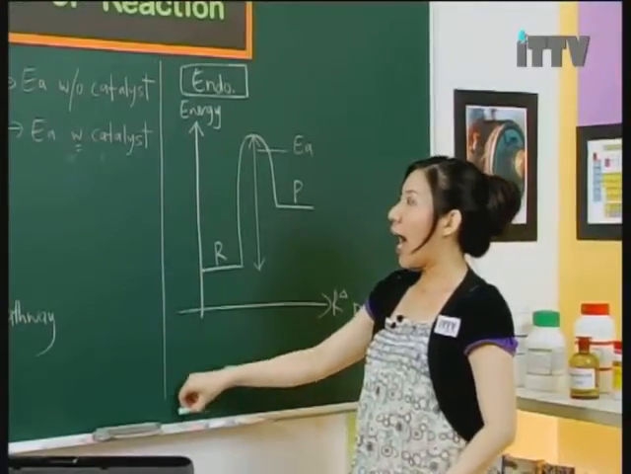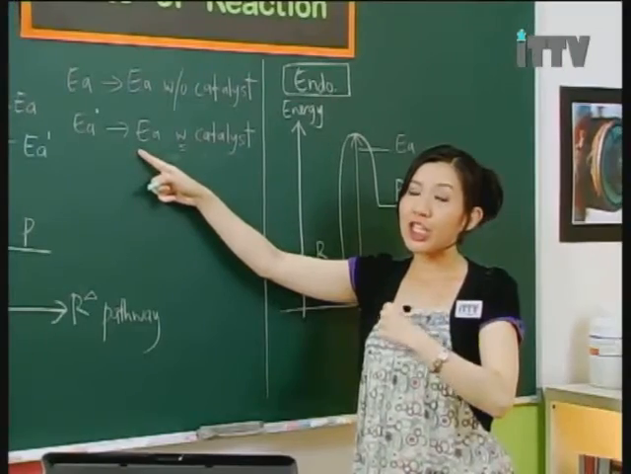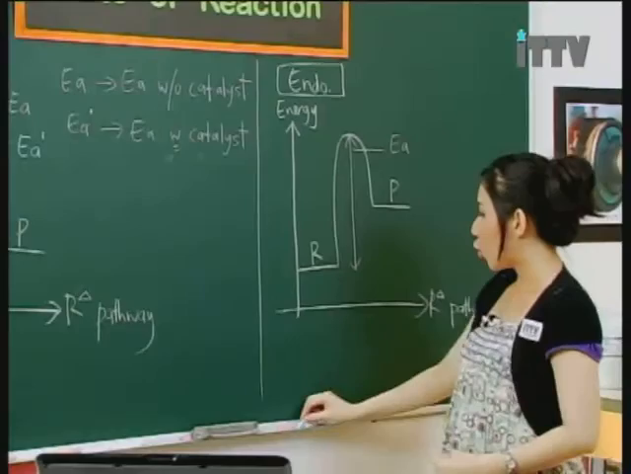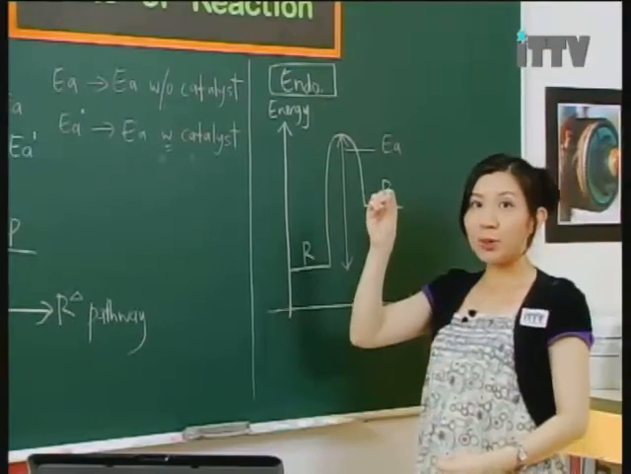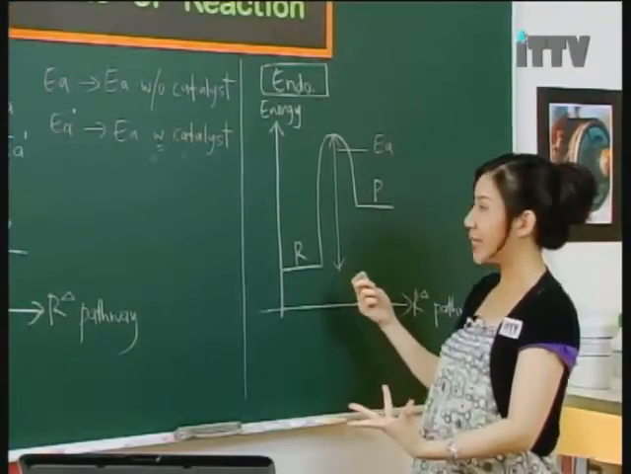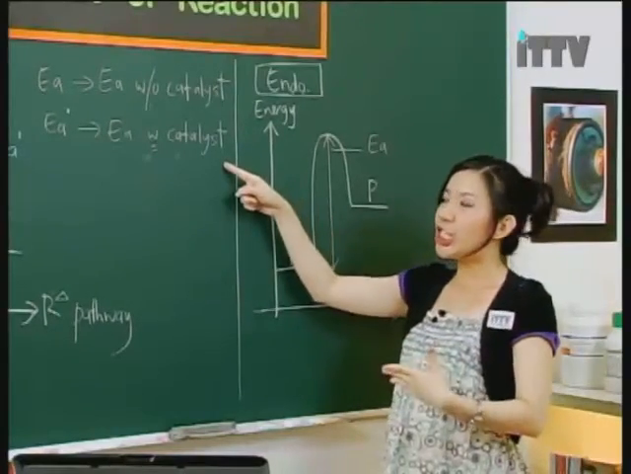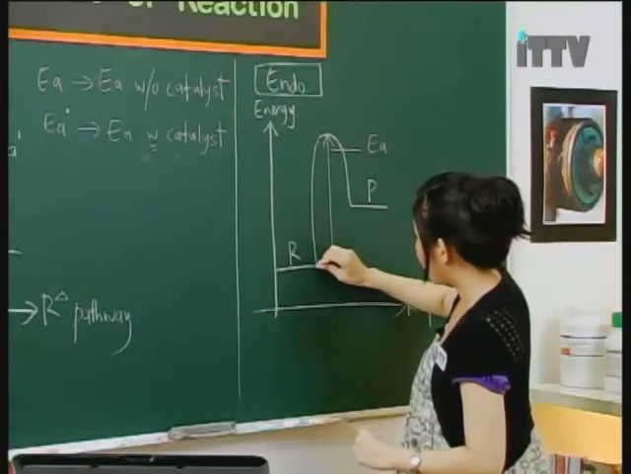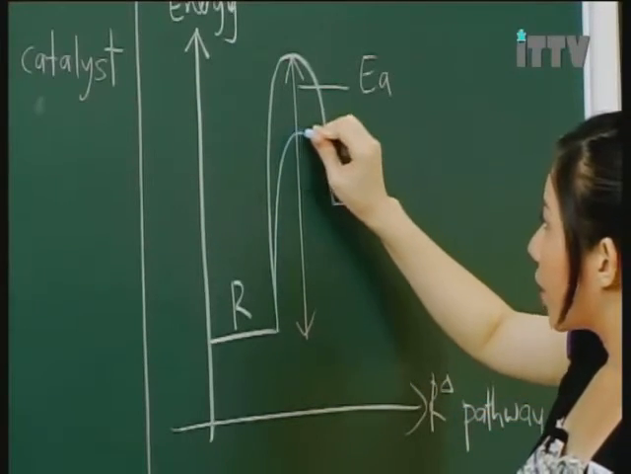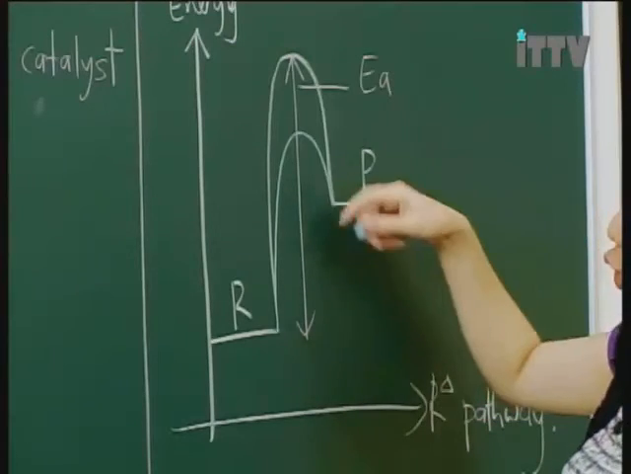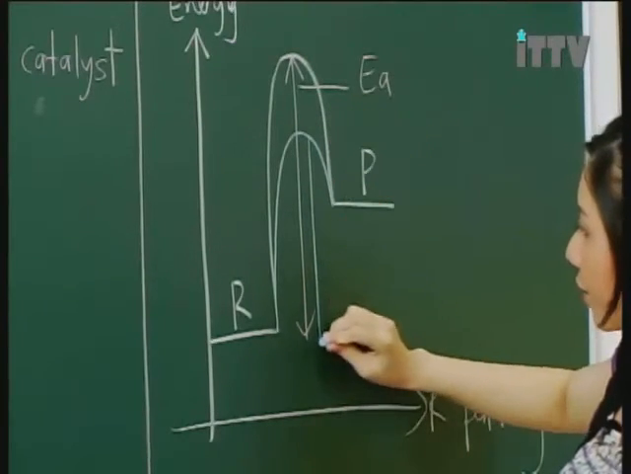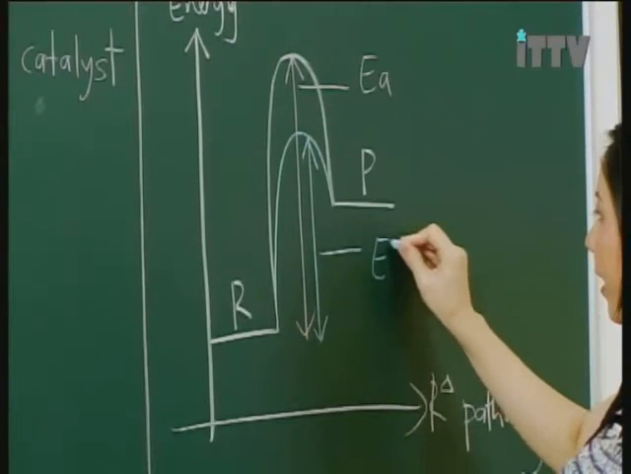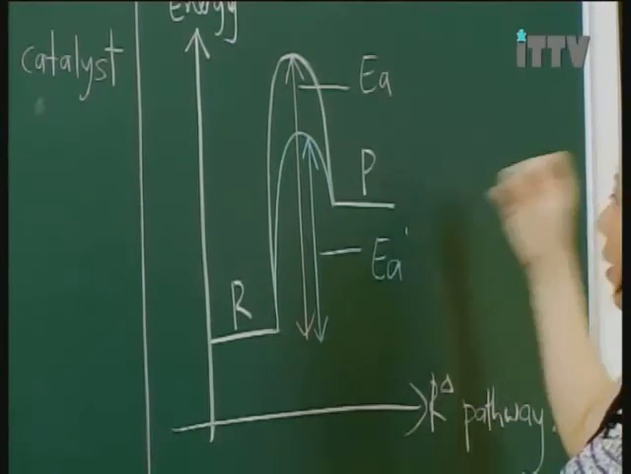Now, how would the activation energy level be in the presence of a catalyst? So perhaps I'll use a blue chalk again to show the difference. As you can see, the activation energy is lowered in the presence of a catalyst. So a curve like that would show that the activation energy level is lesser. This will be EA prime.